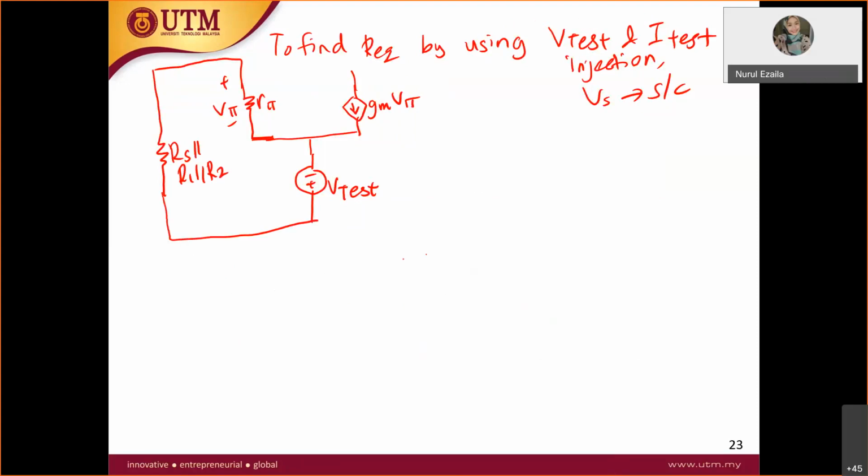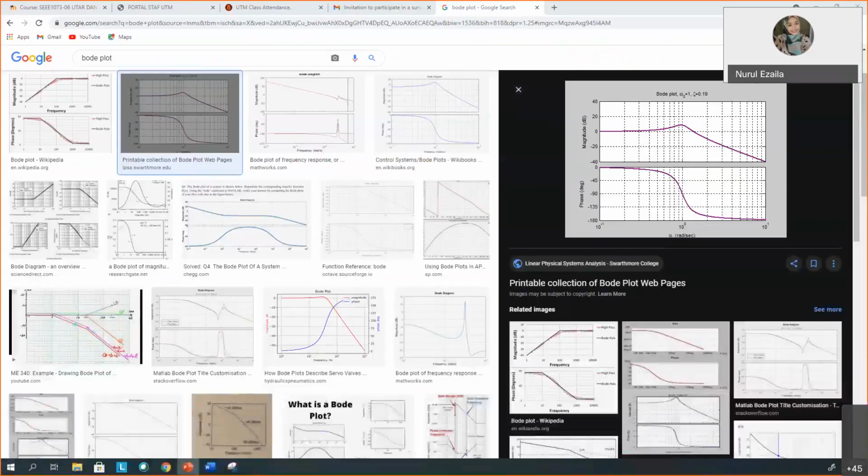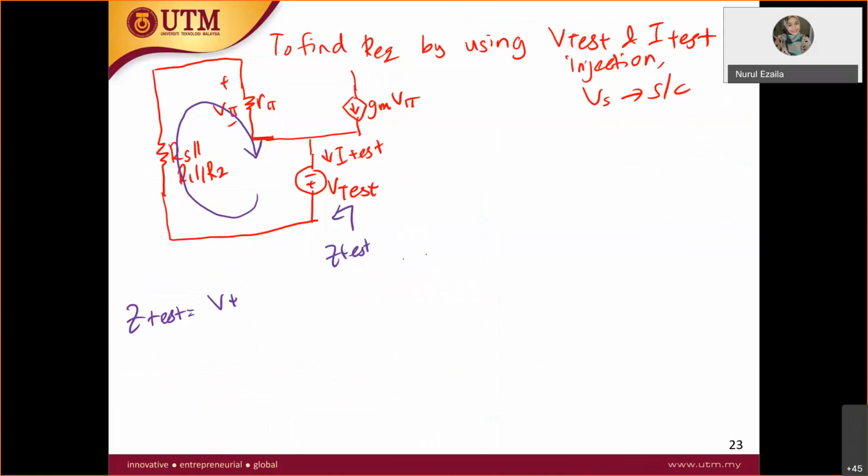So in this case, this is your I-test. How do you get it? If you forget, you can always watch the video. You apply KVL over here. In order to get this, Z-test is over here. How do you get Z-test? It is actually equal to V-test over I-test.